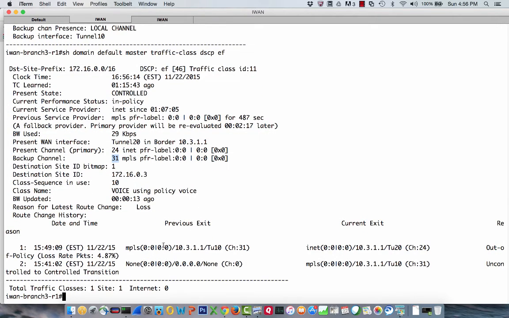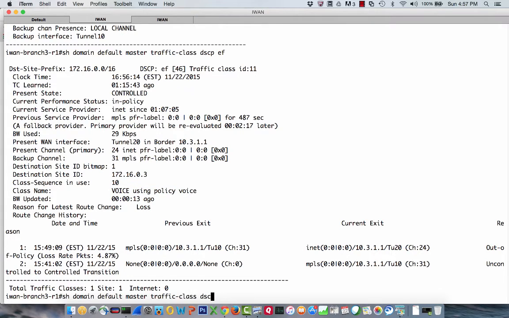Why did we move? Well, we moved because we were on the MPLS, and then we had to move over to the INET, and the reason was, and I'm so sorry that this goes off the screen, that we were out of policy. We had a loss rate of 4.87. Remember, I told you I actually have impairment on that MPLS link. So we avoided it. The reason for going from MPLS to the INET, the reason why we have been on the INET for the past hour, is because we actually had loss. This is actually following a voice policy.